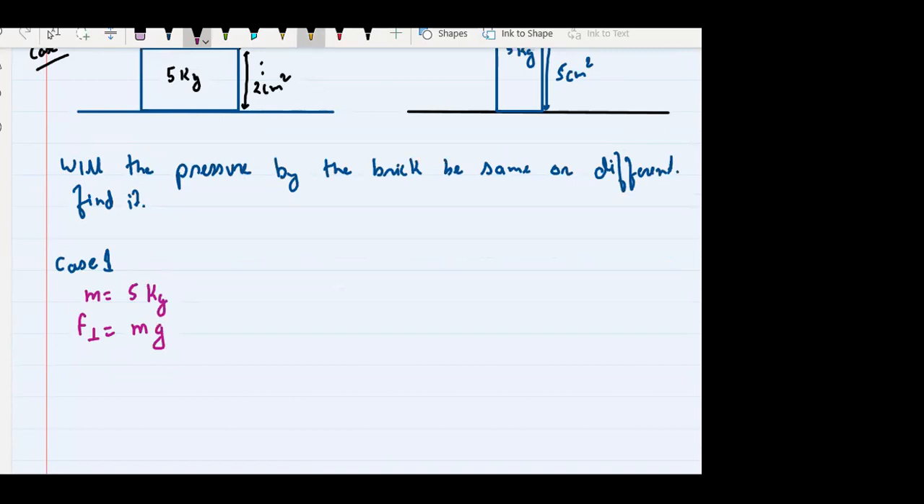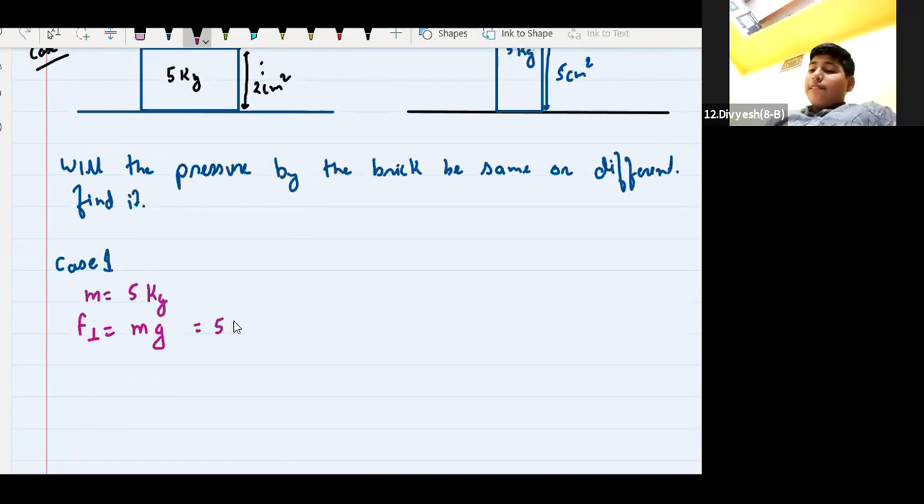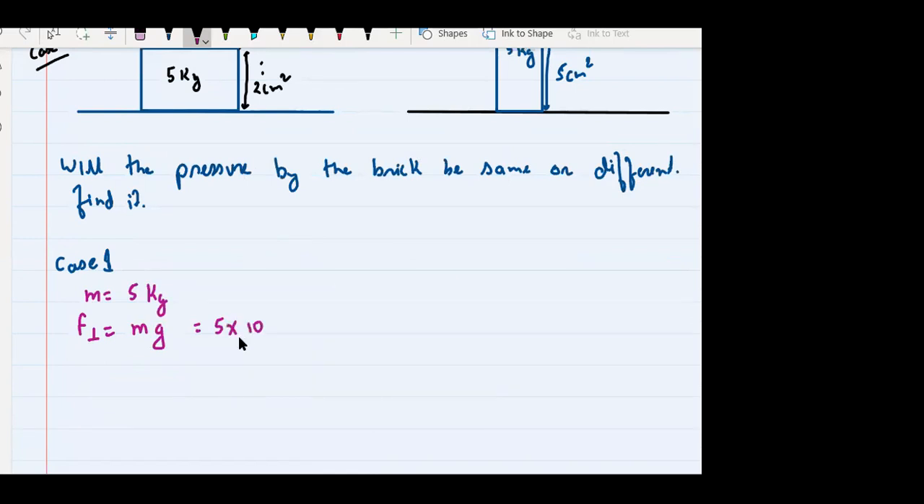It's mass into acceleration, yes or no? M into g. And g, you know, is 10. So it is 50 Newton. Anyone have any doubt till this point? No doubt, okay.